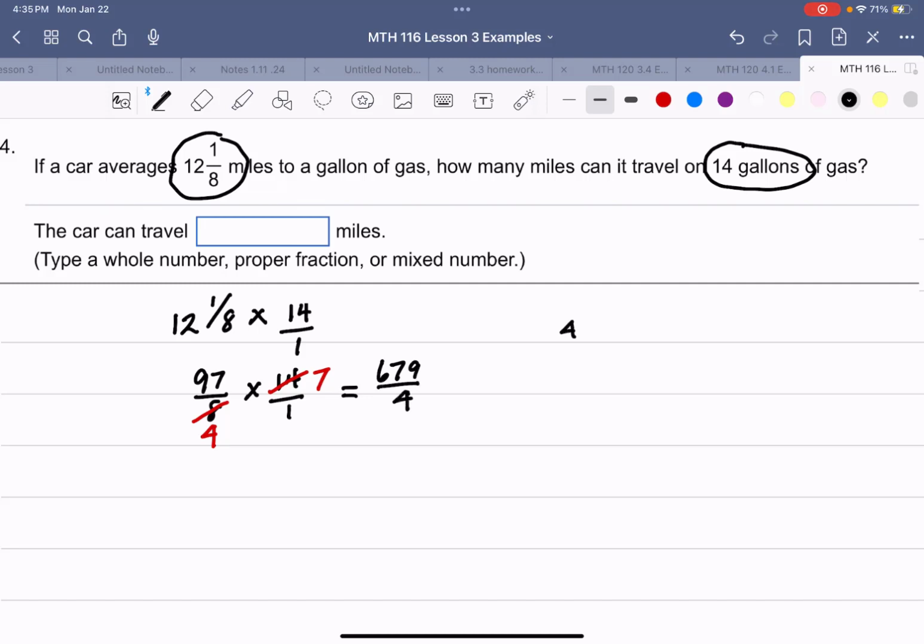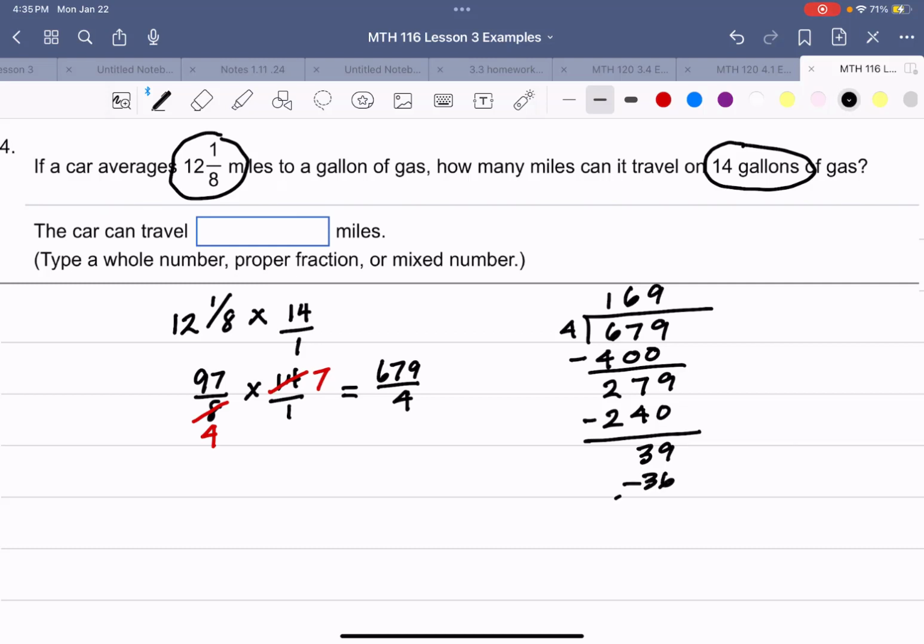Divided by 4. Again, I'll do long division. 4 into 679. 4 goes into 6 one time. That's like 400. That's 279 when I subtract. 4 into 27 is 6. 6 times 4 is 24. That's like 240. Subtract, I get 39. Then I'm going to do 4 into 39 goes 9 times. 9 times 4 is 36. Subtract, I get 3. 4 won't go into 3. I write that as a 3/4. So our car can travel 169 3/4 miles.